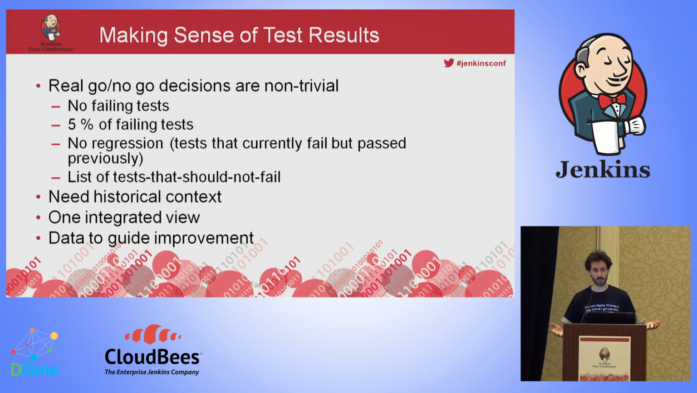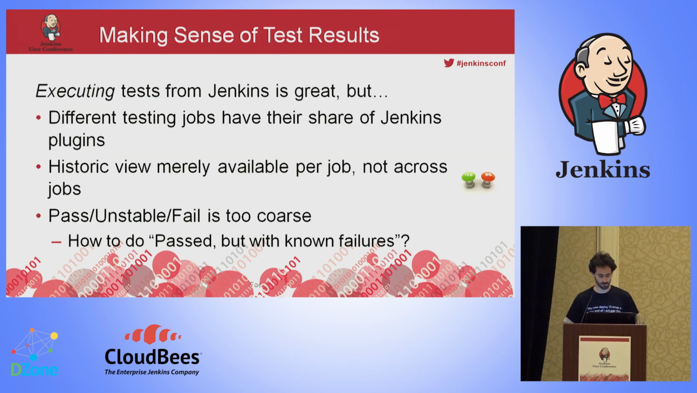And it also requires context across different test tools. No regressions doesn't just mean no regressions in the unit tests. It means no regressions across unit tests, functional tests, performance tests, and so on and so forth. Plus, you also want to figure out how to improve over time, like where are the tests that are slow, where are the tests that are flaky, where are the tests that take a long time to set up, and so on.